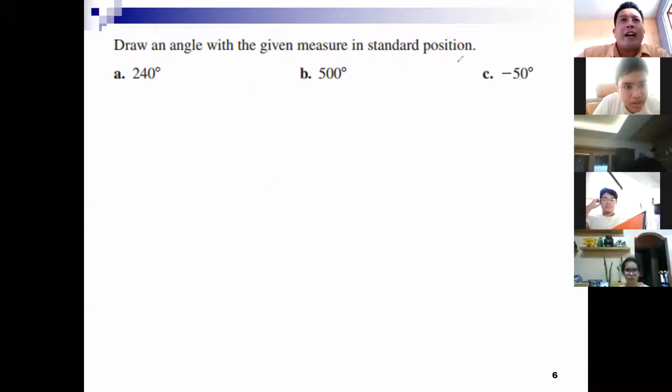To start off, let's have letter A. In letter A, you have positive 240 degrees as your standard angle. Question: which direction is it drawn from the positive abscissa, counterclockwise or clockwise? Daniel. Counterclockwise, sir. Very good. Counterclockwise direction. In letter B, positive 500 degrees. What is the direction of your angle, Ralph? Clockwise or counterclockwise? Counterclockwise, sir. Counterclockwise still because it's positive.